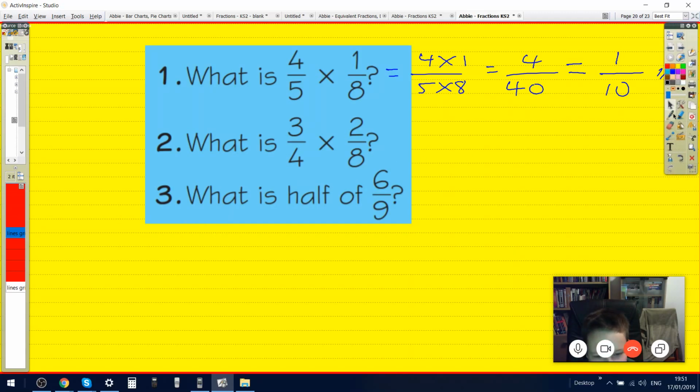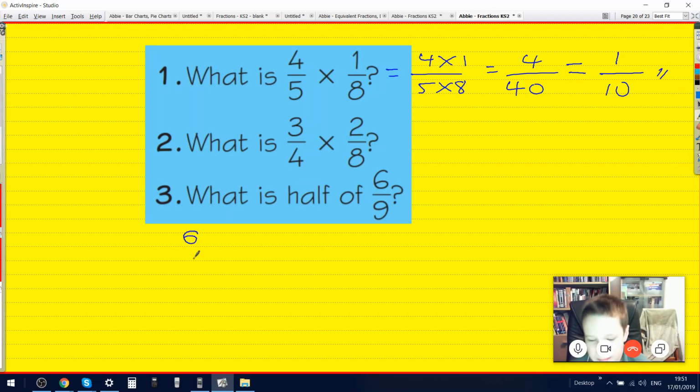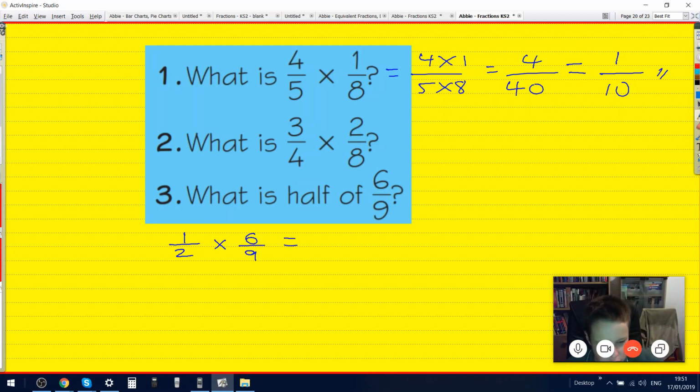Any idea how to do the last one, number 3? What is half of 6 ninths? So the way you do that is you do 1/2 times 6 ninths. Well, 1 times 6 is 6, and 2 times 9 is 18.